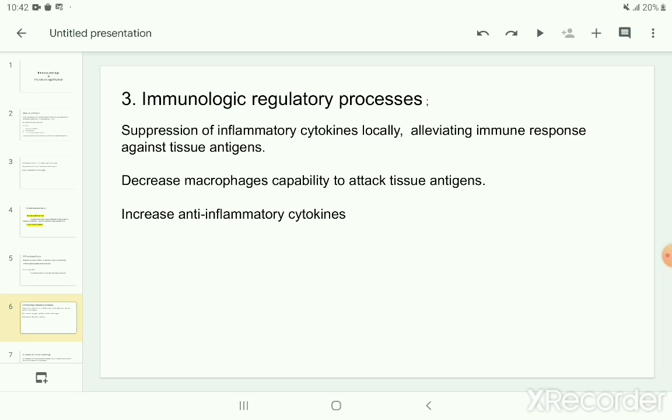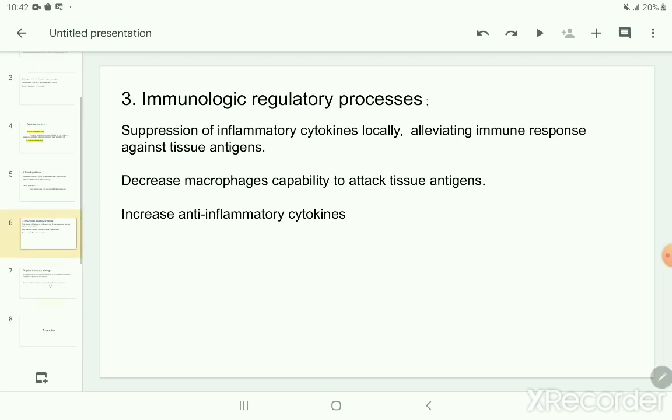The third one is the increased anti-inflammatory cytokines. So anti-inflammatory cytokines again alleviate the immune response against the tissue antigens.